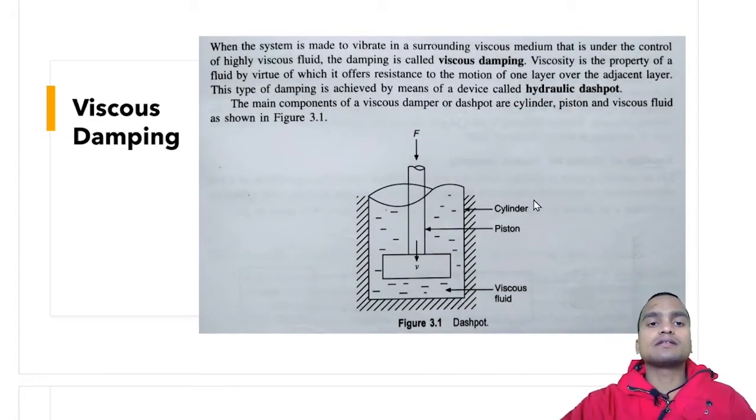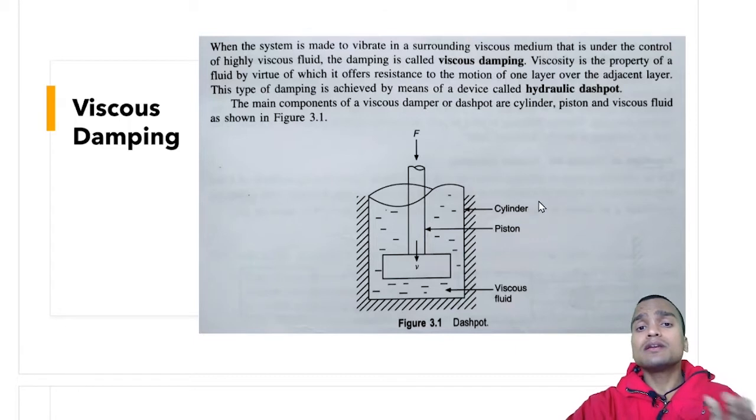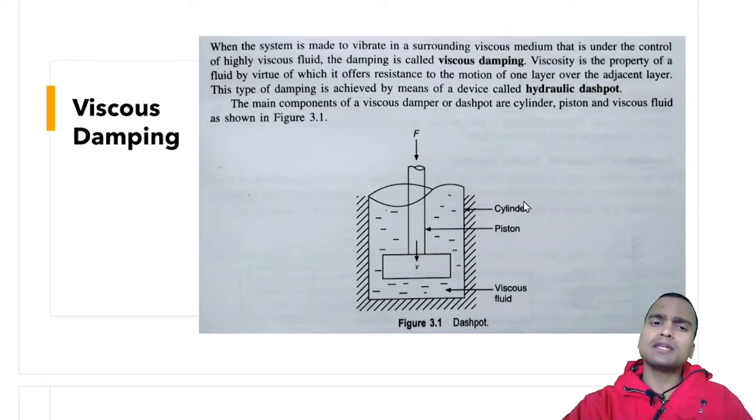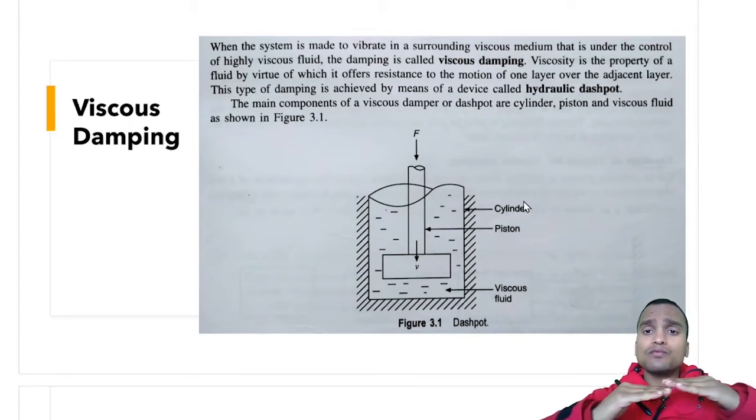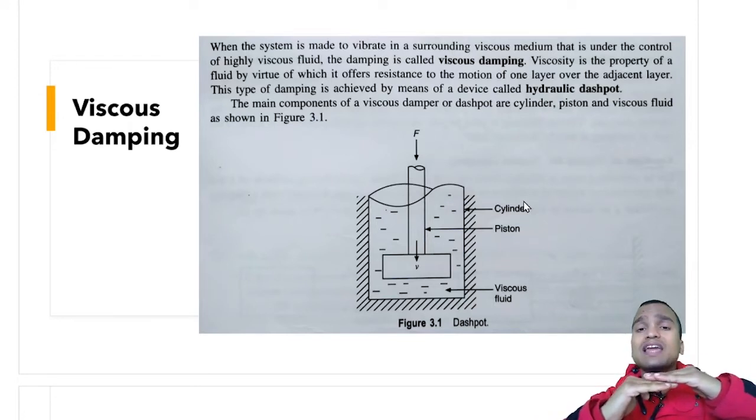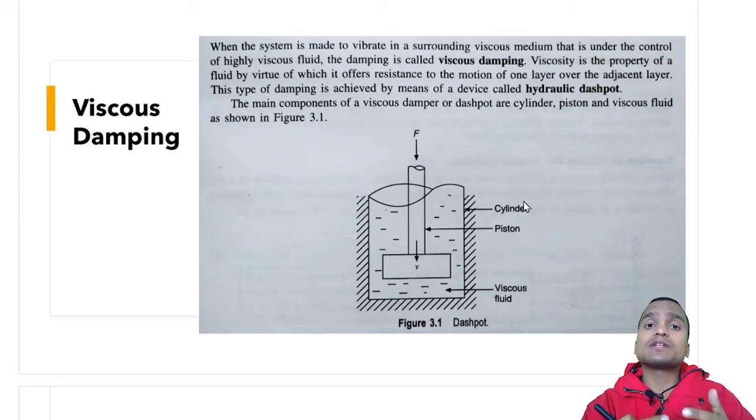Viscous damping is when the system is made to vibrate in a surrounding viscous medium. See, every medium has some viscosity, and when the vibration is under the control of a highly viscous fluid, the damping is called viscous damping. Viscosity is what? It is a property of any fluid by virtue of which it offers resistance to the motion of one layer over the adjacent layer. So when one layer of fluid is moving over another layer, the adjacent layer will offer some resistance, and that is because of viscosity in the fluid.